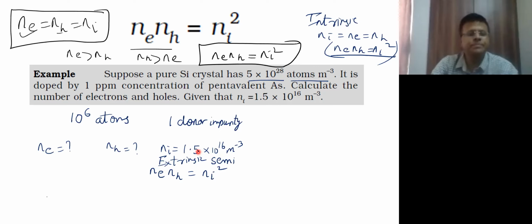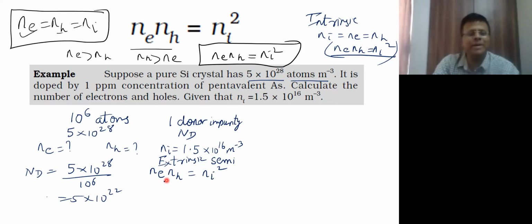Okay, so see, one donor impurity you're adding for so many atoms. So how many atoms you're having basically? So we have to now find out how many donor atoms you've added. So you can say the total atoms आपके पास है 5 into 10 raised to 28 atoms. So can't I calculate ND? So I can say ND is going to be 5 into 10 raised to 28 divided by 10 raised to 6. That is 5 into 10 raised to 22. इतने donor atoms आपने add किए हैं.